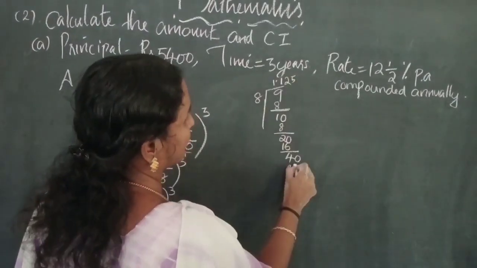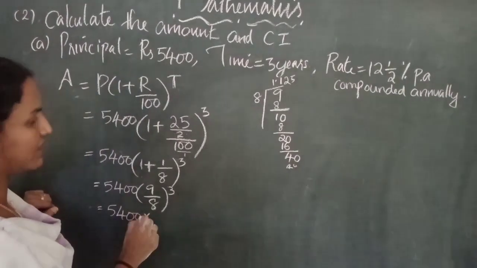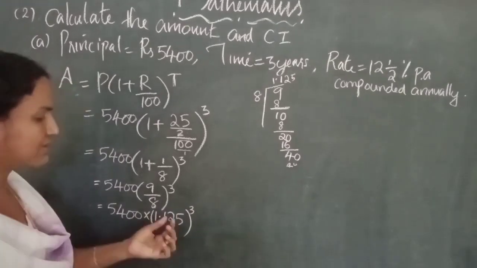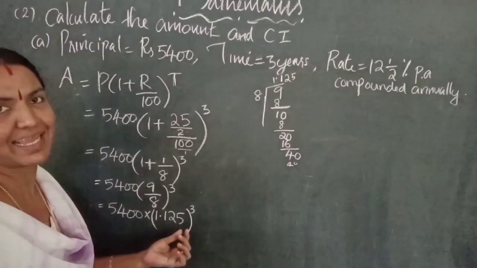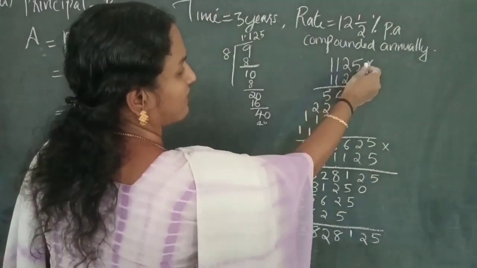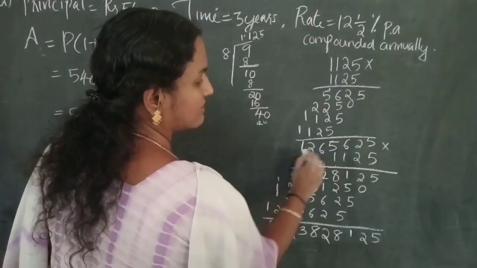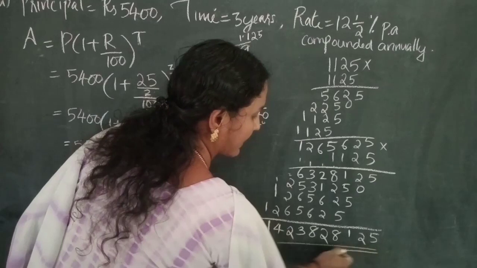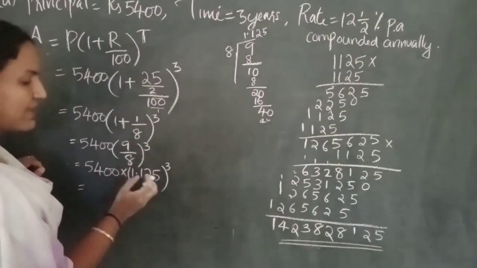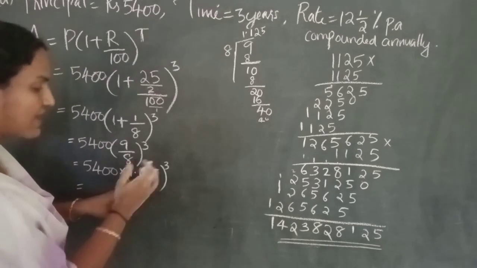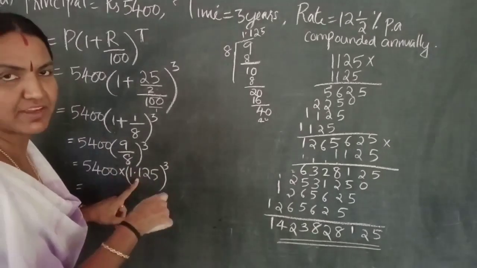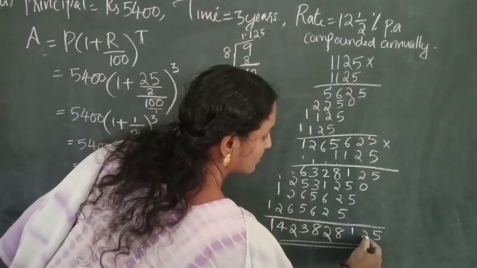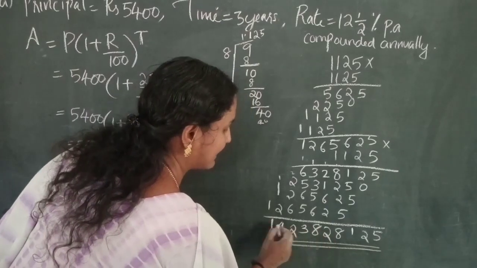So 5,400 into 1.125 the whole cube. That means you have to multiply 1.125 three times. So 1125 into 1125, this is the answer. After that you have to multiply 1125 again, this is the answer. Here after the decimal there are 3 digits, so the whole cube means after the decimal 9 digits. So put the decimal 9 digits from the right: 1, 2, 3, 4, 5, 6, 7, 8, 9.